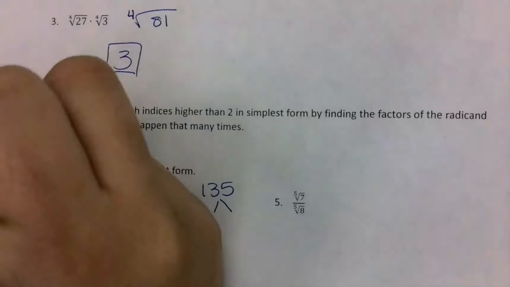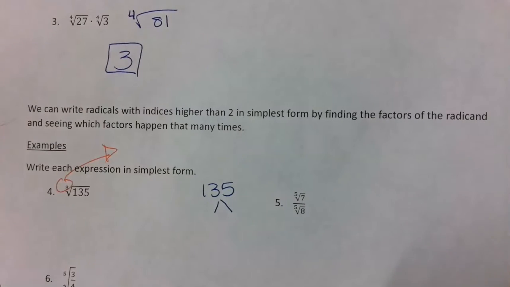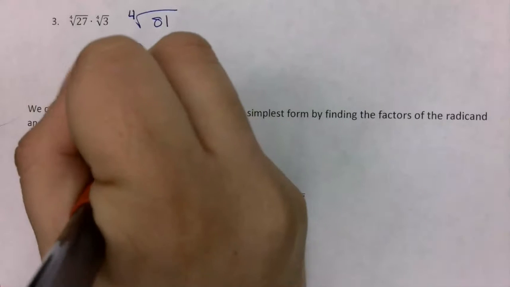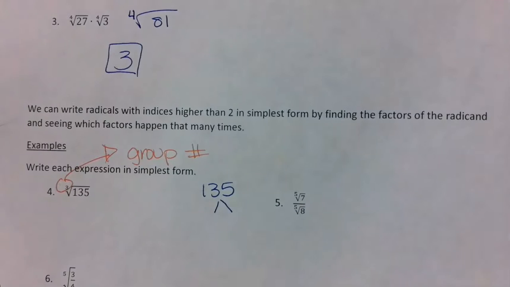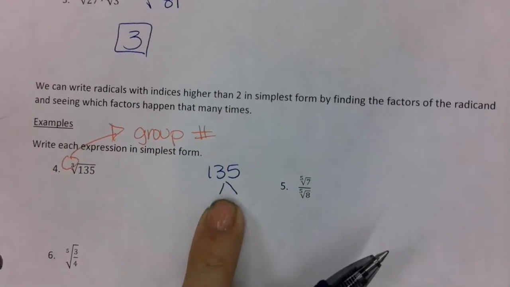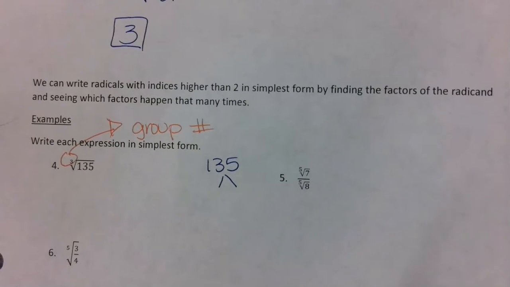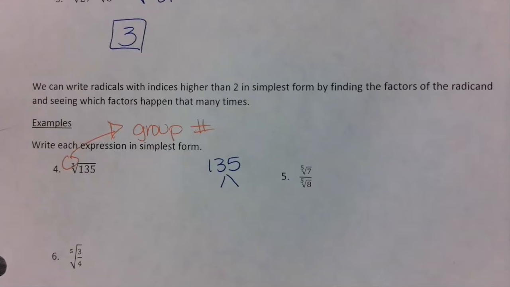And this little tiny number is an indicator of how many numbers I want in a group. 3. Okay, so I'm looking for 3 of the same number when I do my factor tree. What are my factors of 135? 45, 3.